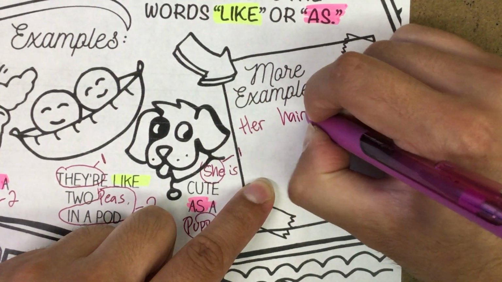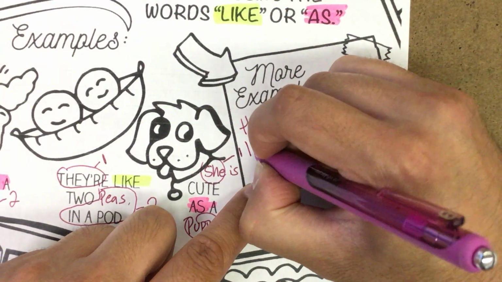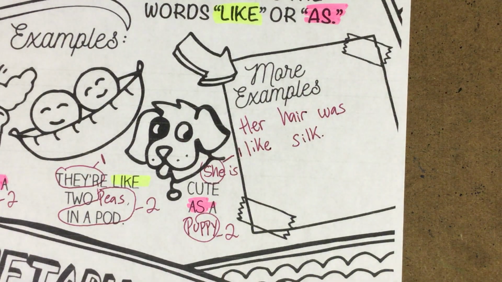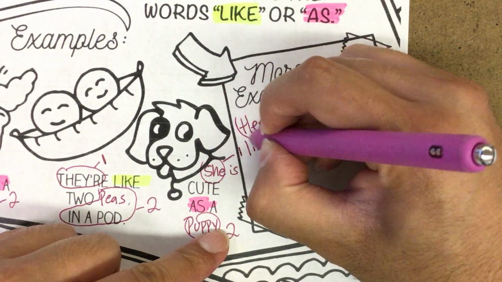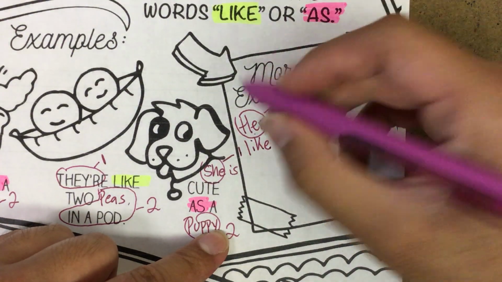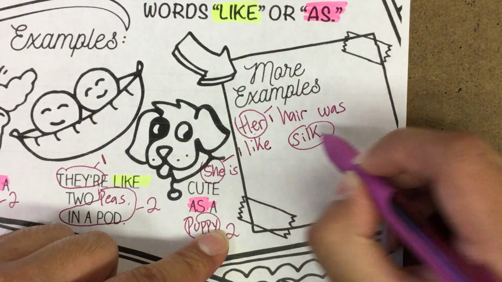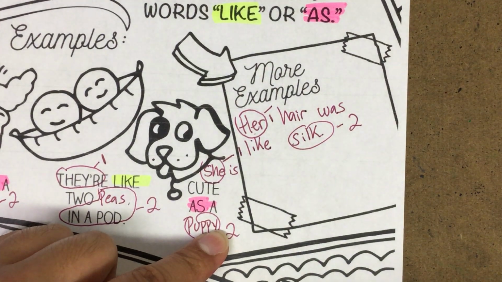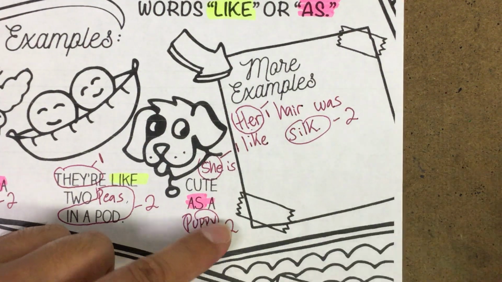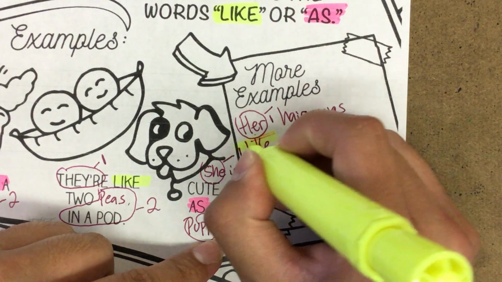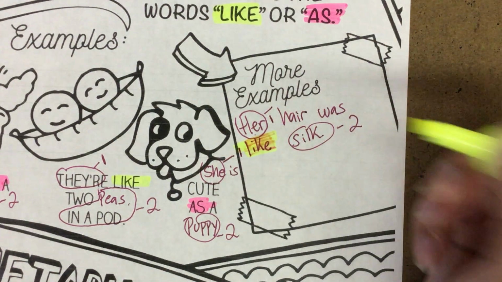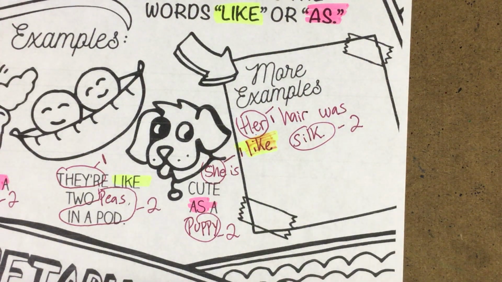Her hair was like silk. So what two things are being compared? We have this girl, because we know that the pronoun her signifies that this is a girl, is being compared to silk, like a fabric, meaning her hair is soft. So that's the meaning behind the simile. And then we have our clue word like. Make sure you highlight it with your yellow highlighter.